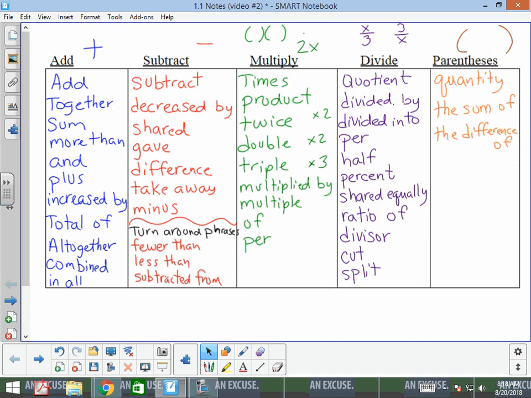All right, so these are your words that you need to know to translate from words into math expressions. Pause the video and write these down, and then move on to the next video.